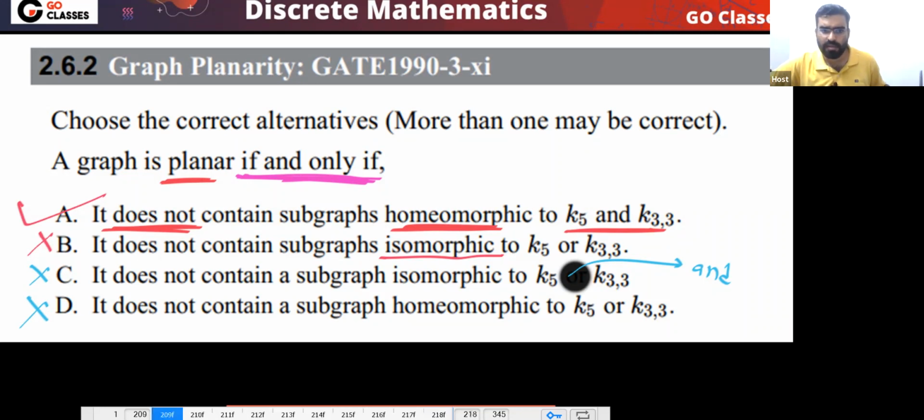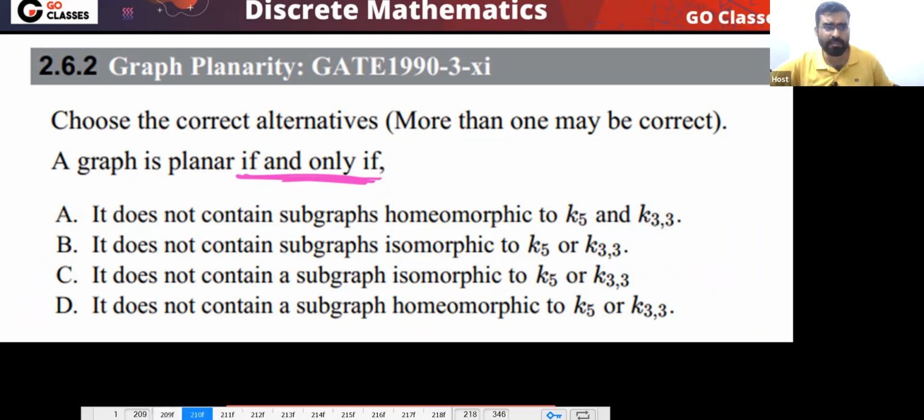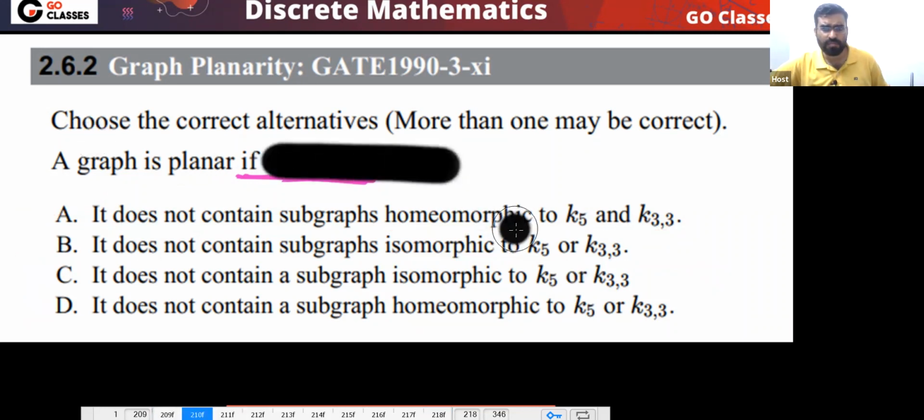One more thing. In the same question, if I make this, now what should be the answer? Same question, I am doing this. A graph is planar if it does not contain this, yes. So this is also correct. There is no problem. This statement A will be correct always. This statement is if and only if it does not contain a subgraph homeomorphic to this and this. This is both ways.